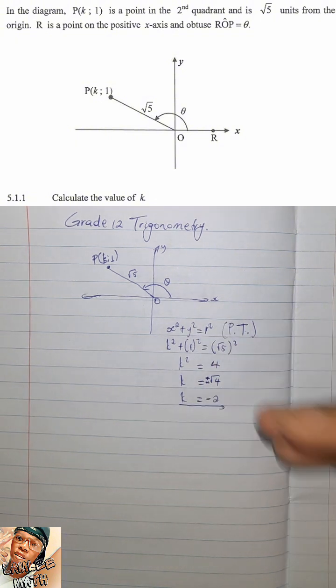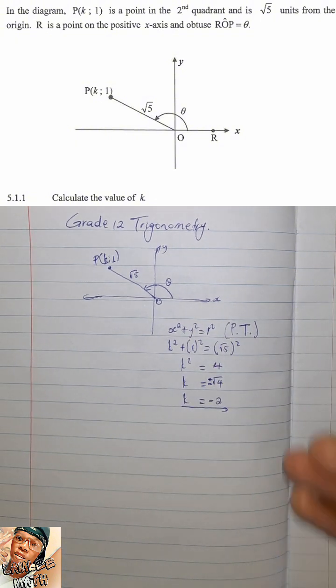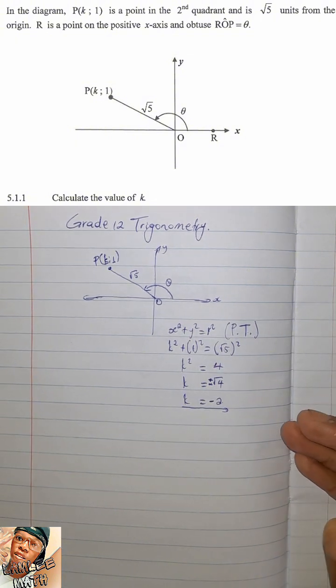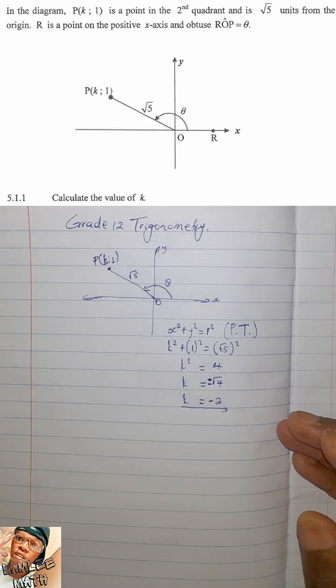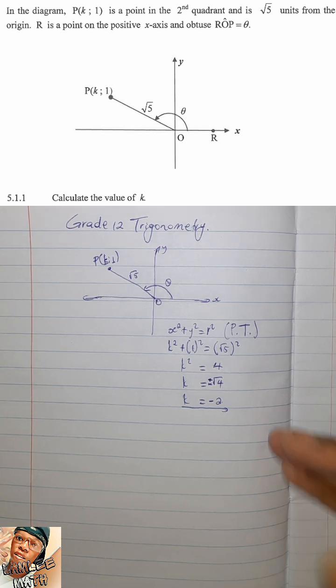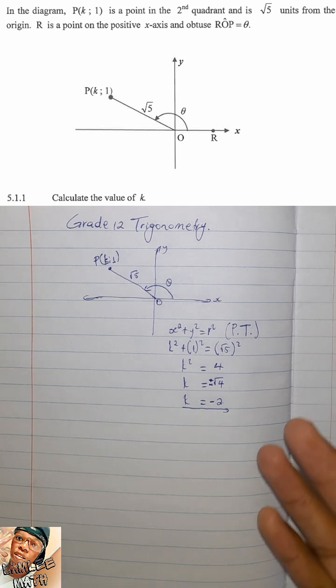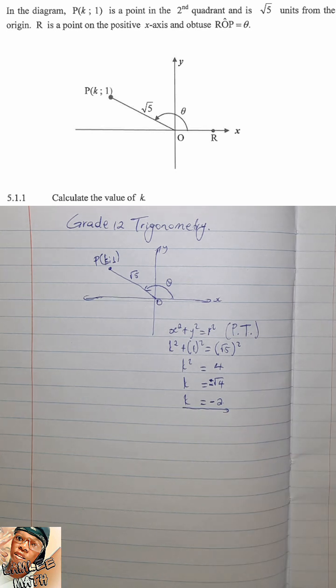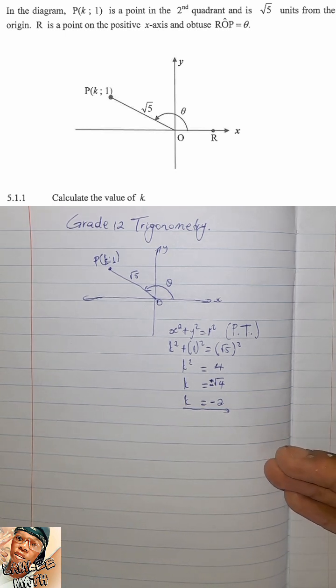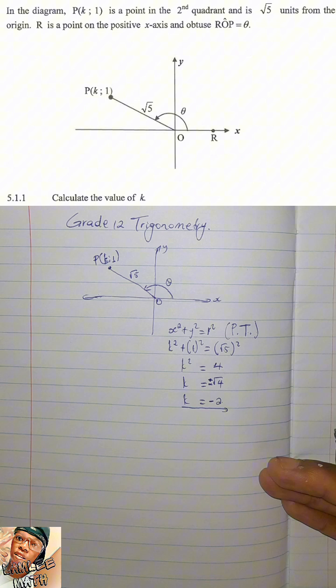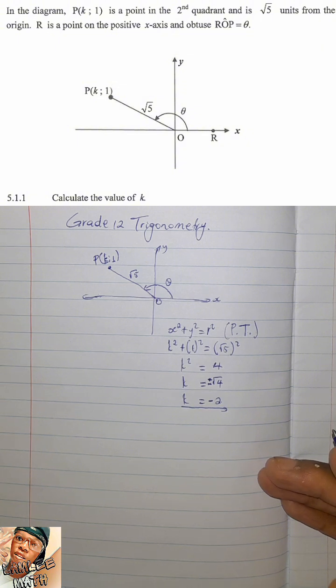So we do this first before we attempt any question. Now let's get to the question. 5.1.1 says calculate the value of k. Fortunately, we have already done that. It is very important for you to analyze the information that has been given before you attempt any questions. This is very helpful because some of the questions you would have already answered when you get to them. So the first question we have already answered, because they want the value of k and we have already calculated it.